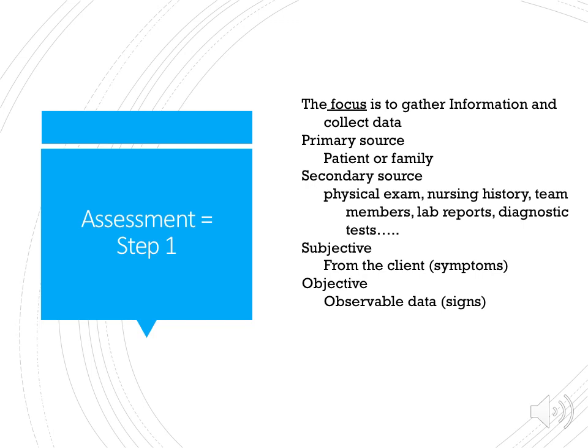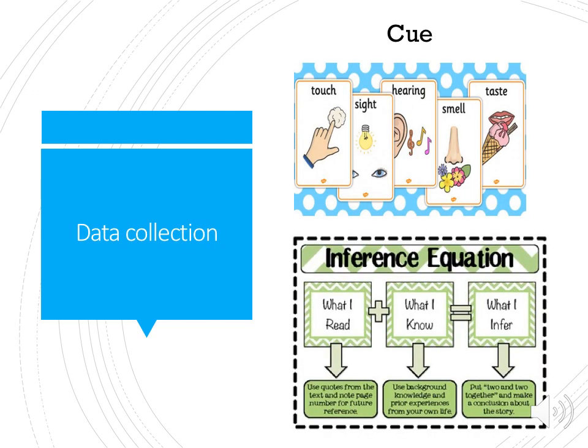All right, so subjective versus objective data, we are going to get into that very well in the following slides. Just know subjective is the symptoms from the client, and objective are those observable data or the signs. That'll make a little more sense going forward. All right, so data collection. Like I was saying, using all of your senses, touch, sight, hearing, smell, and taste, those are the cues, right? They cue you into looking further.